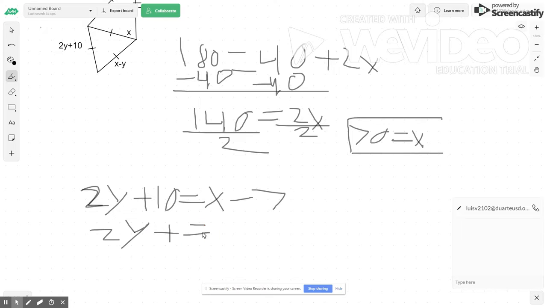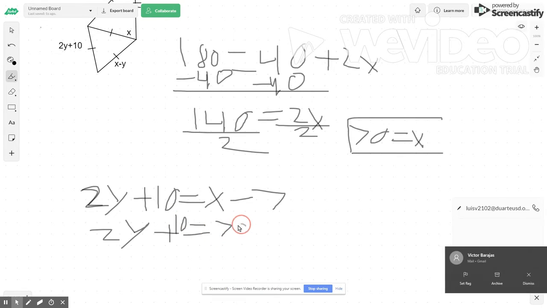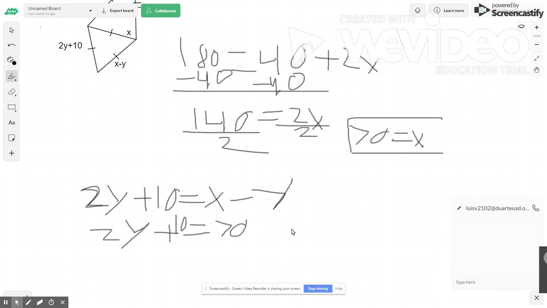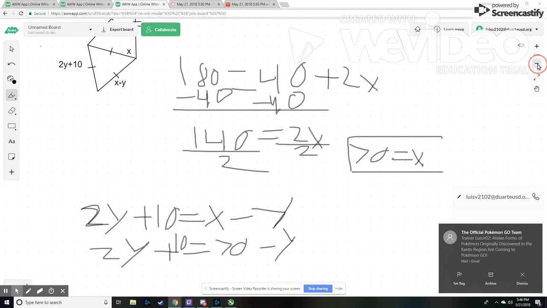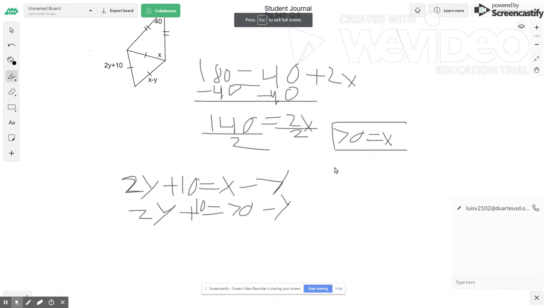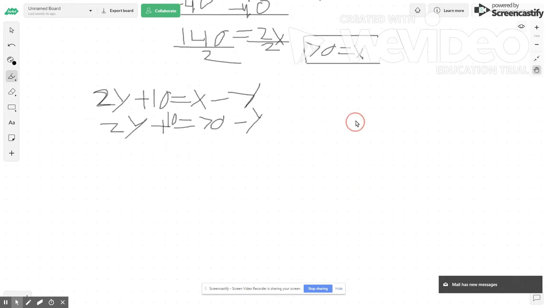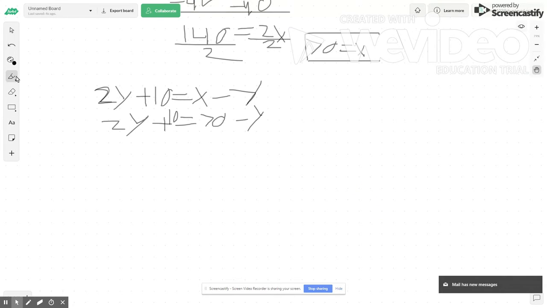So we'll just do that right now. Plus 10 equals 70. And then this is a y minus y. All right. So then minus y. Now we're gonna move this and get the marker.